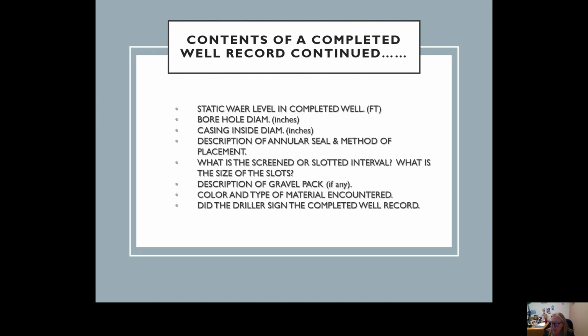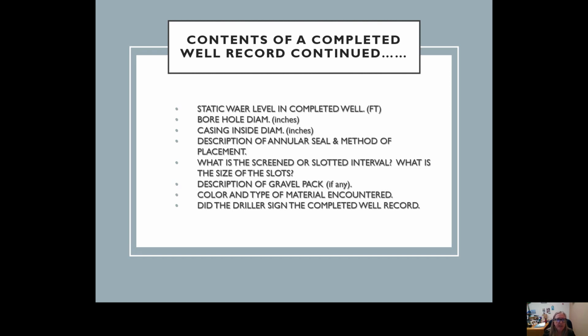That should be taken a good amount of time after the well is completed to allow the water to regulate itself and get to static water level. The borehole diameter in inches. We need inside diameter of the casing and also the thickness of the casing wall. That information is also asked for on the well log.